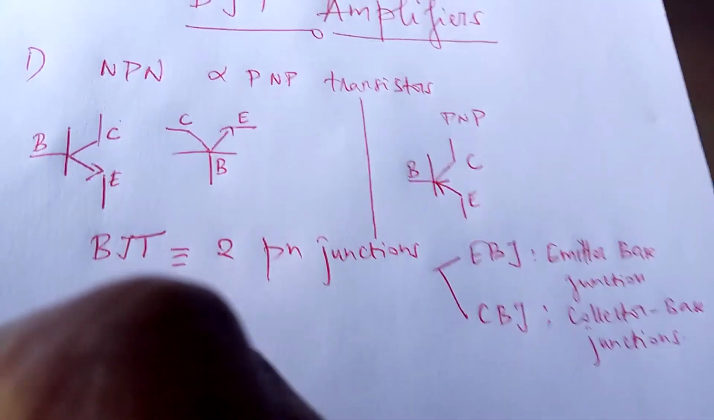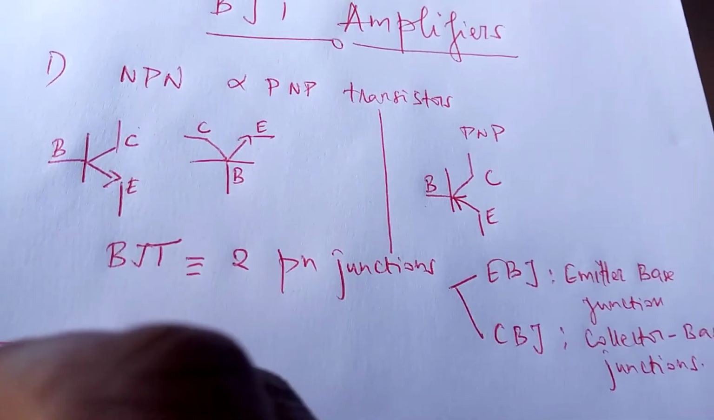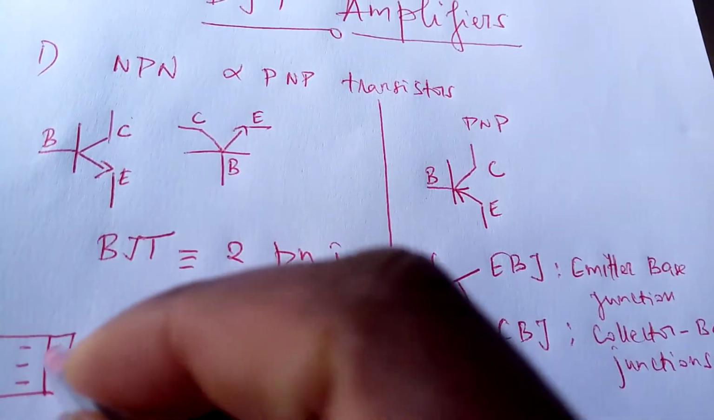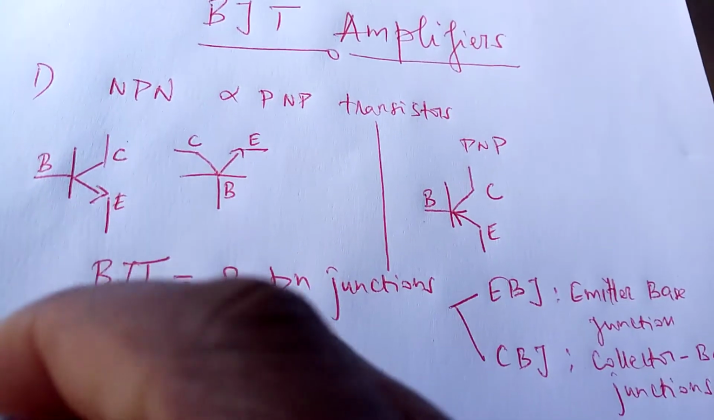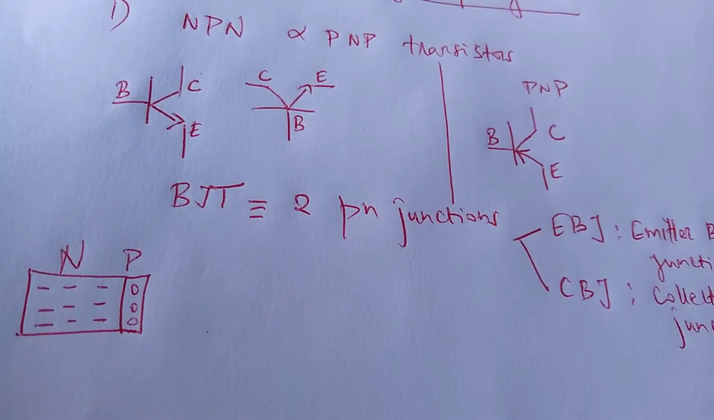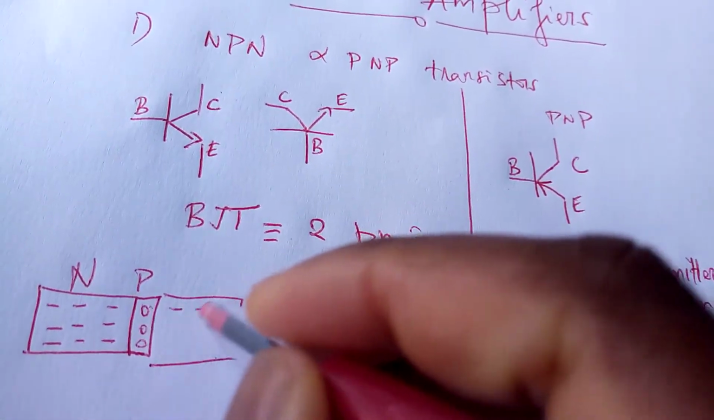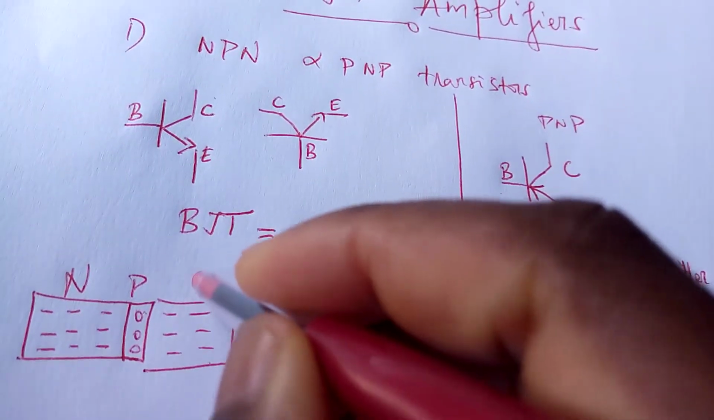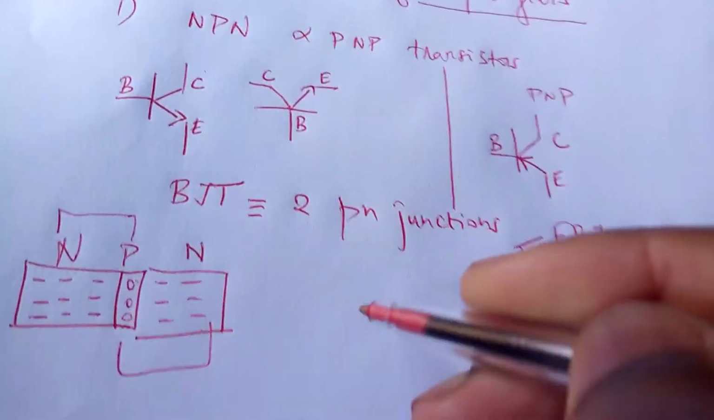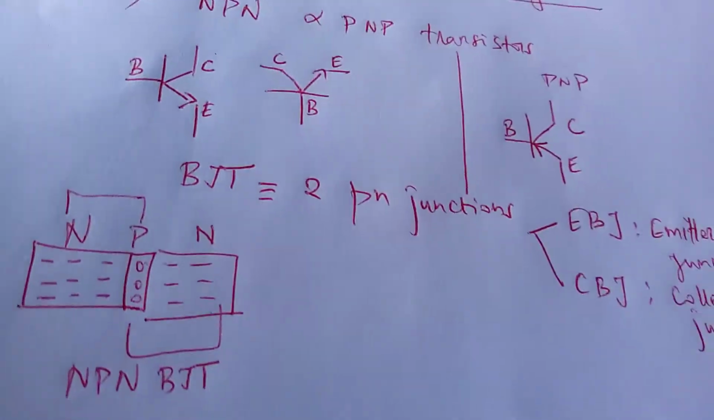So now, if you put an N-type semiconductor next to a P-type semiconductor to create a depletion region, that is called an NP junction, next to a PN junction. So on one side you've got the NP junction, on the other side you've got the PN junction. Then you form what you call an NPN BJT, or bipolar junction transistor.